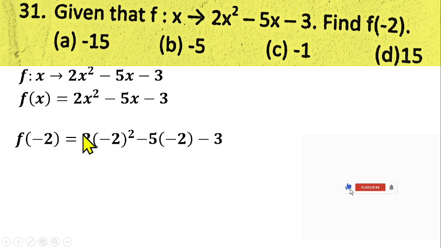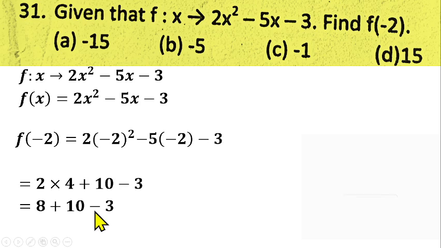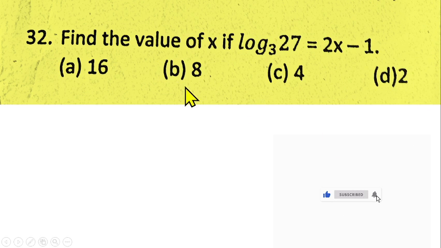So whatever you see x, you put minus 2. So you have 2 into minus 2 squared minus 5 into minus 2 minus 3. So that should give us 4 times 2, that'll give us 8, plus 10 minus 3. So we have 8 plus 10 minus 3, and that should give us 15, which is option D for question number 31.